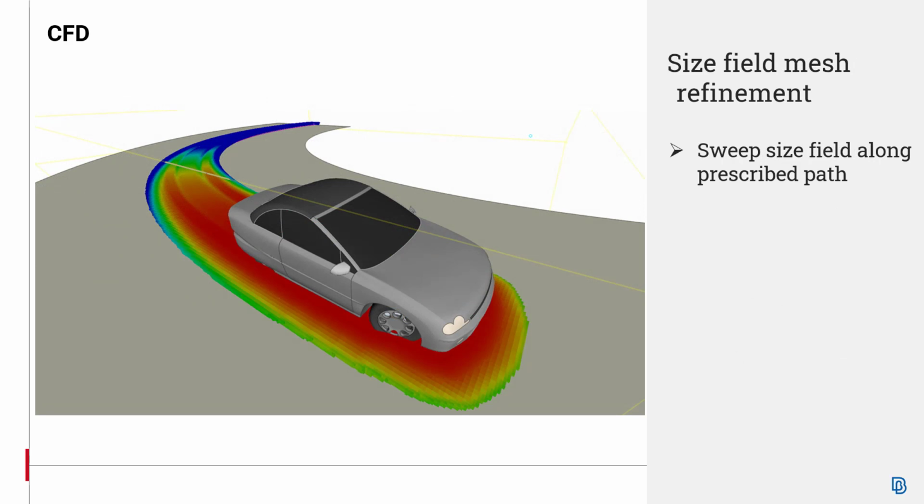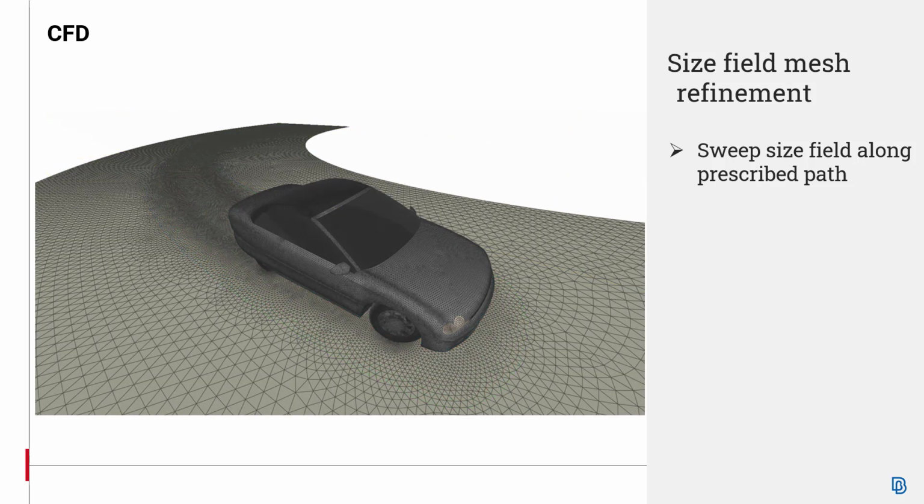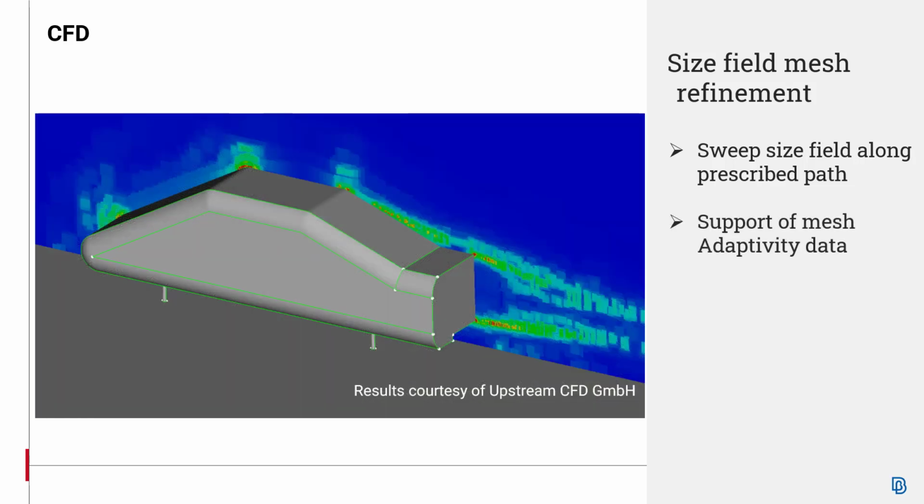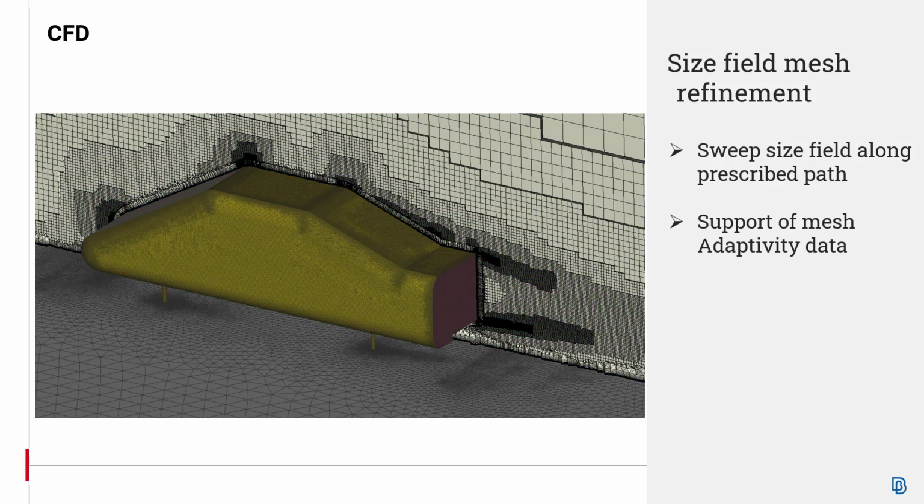Size field functionality has been enriched by the ability to sweep size rules along predefined 3D curves, for example for wake refinement in cornering simulations. Moreover, a size field calculated from an external CFD solver can now be read in ANSA, which will build a size field entity that replicates it.